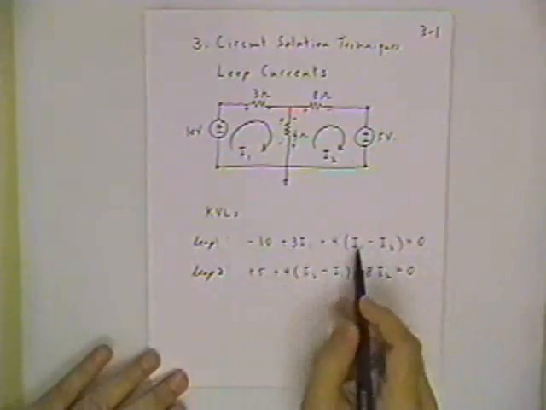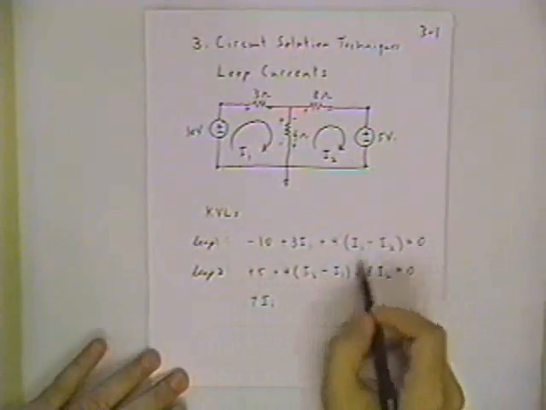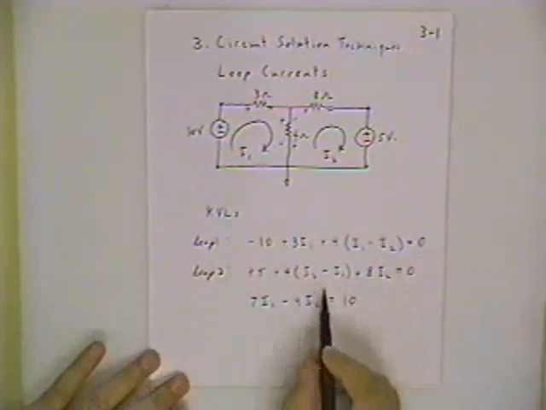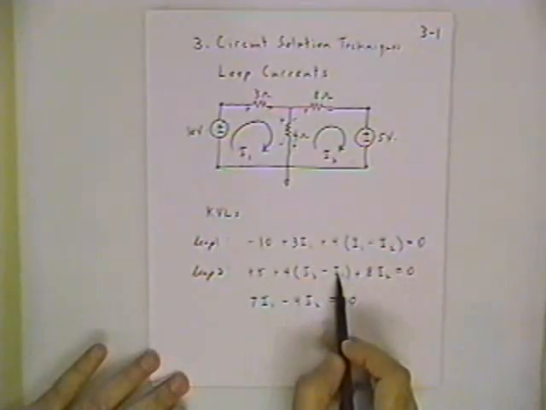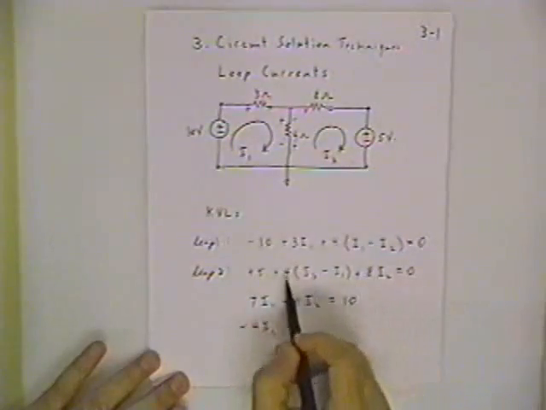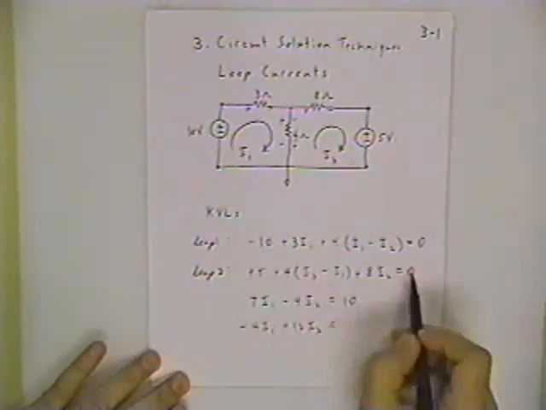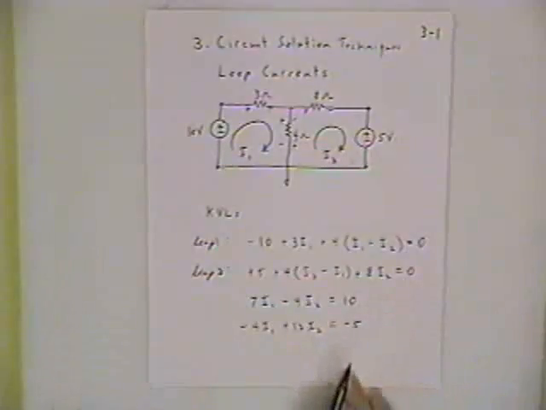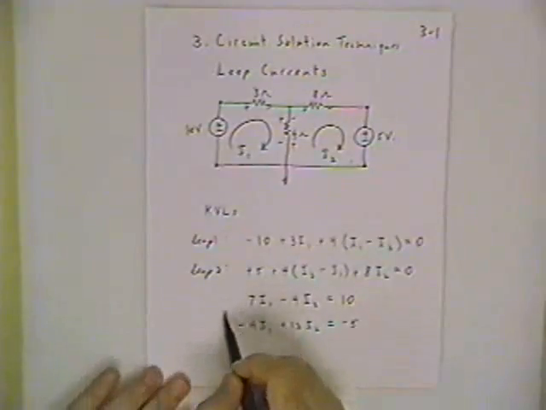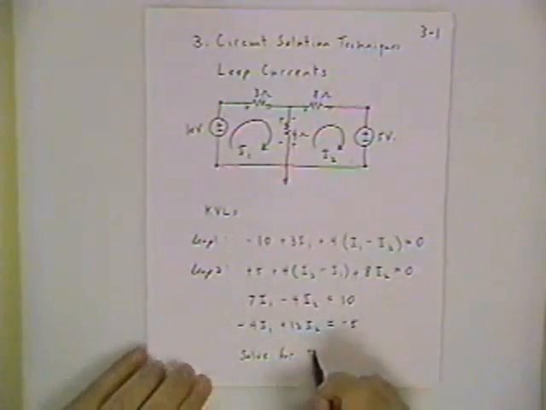Now what you would do is continue with this problem and set up the simultaneous equations. 7I1 minus 4I2 equals 10. The total I1's in the second equation: you have negative 4I1. You have 8 plus 4, or 12, I2, equal to, carry this term over to the right-hand side, it becomes a negative. And at this point, the circuit analysis is actually complete. What we have is a well-defined mathematical problem, and what you would want to do is solve for I1 and I2.